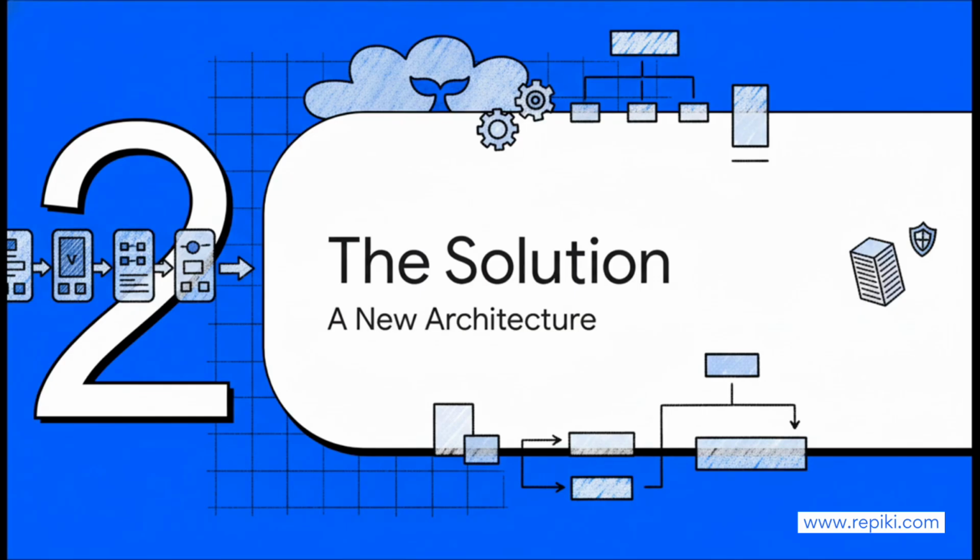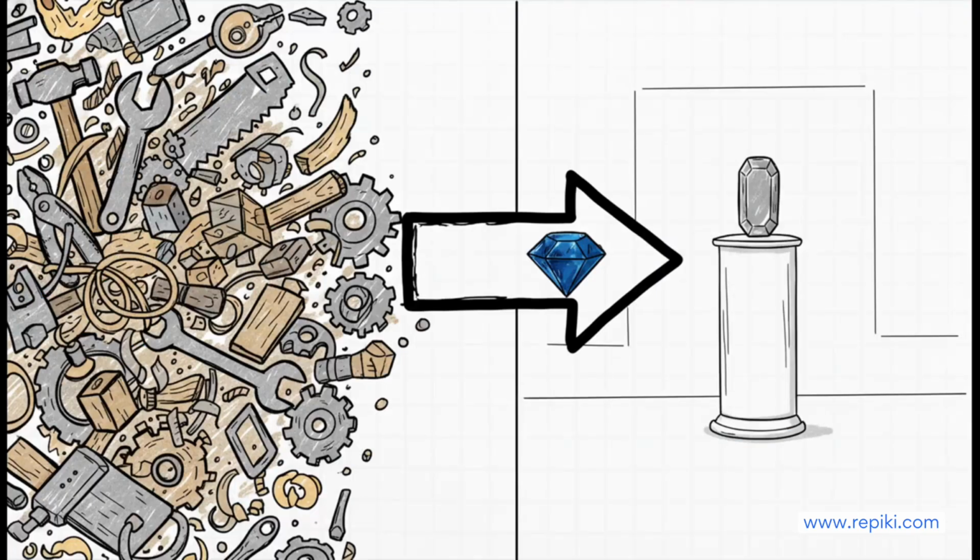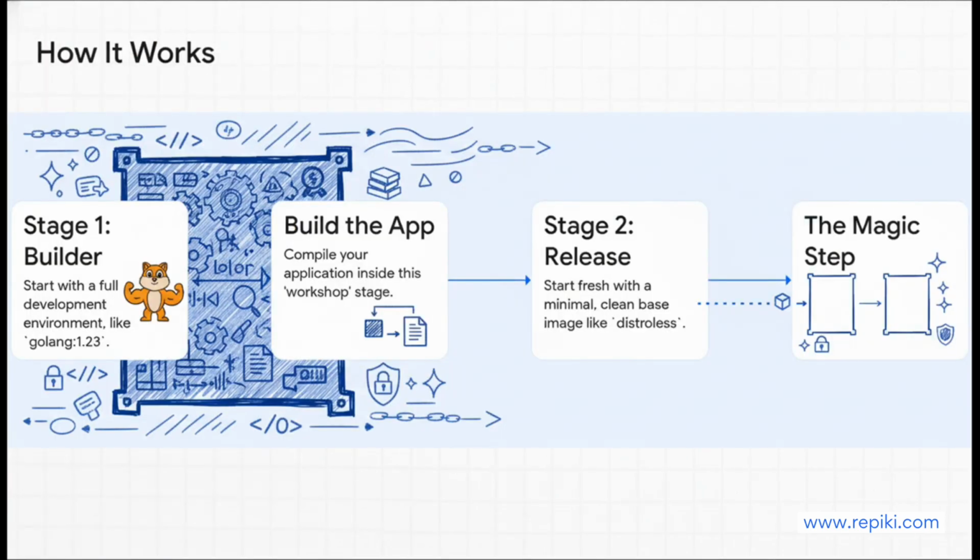Okay, so how do we fix this mess? The answer is actually super elegant. It's an architectural shift that was introduced in Docker, and it's called multi-stage builds. And this is where things get really, really cool. The core idea is genius in its simplicity. You separate the workshop from the showroom. You build your application in a messy, chaotic workshop that has all the tools you could ever need. But then you take only the finished, polished product and put it in a pristine, minimal showroom for everyone to see. Let's walk through how this works, all inside a single Dockerfile.